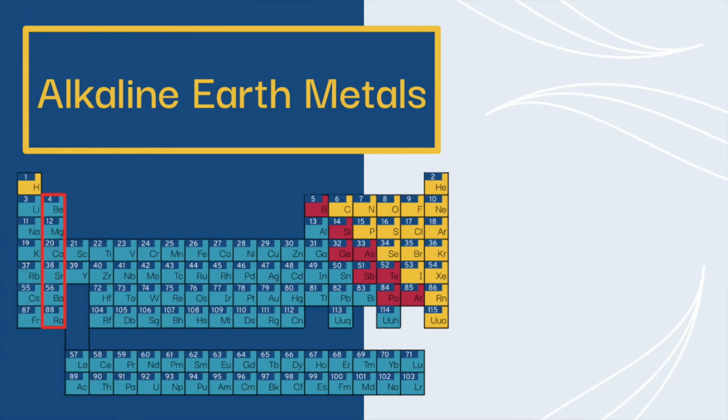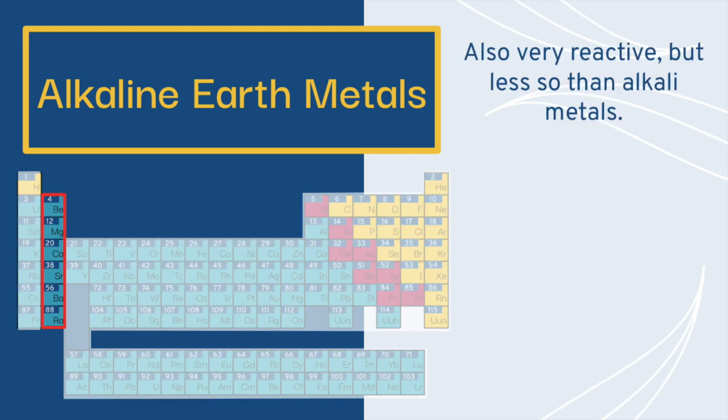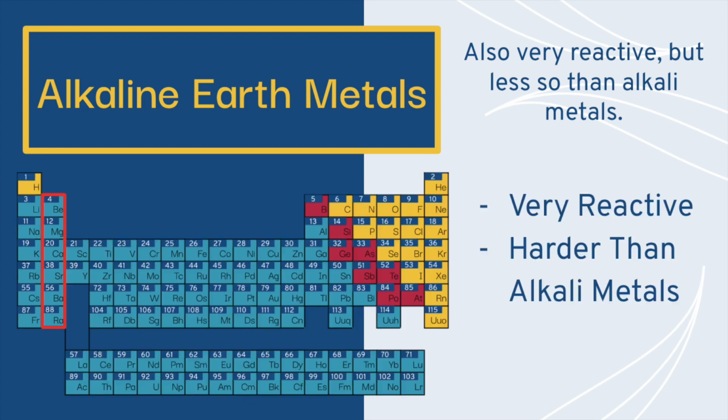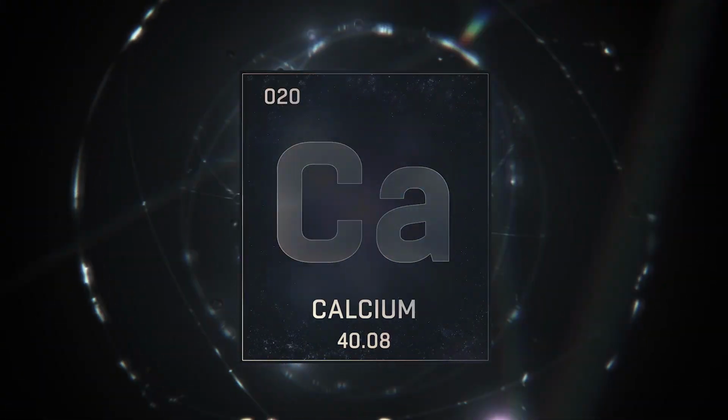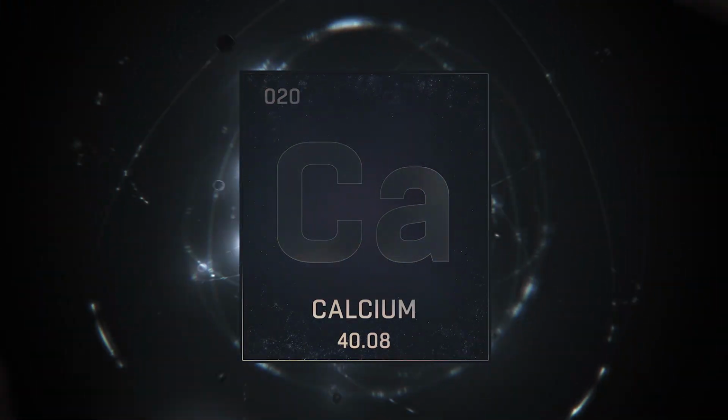Next, alkaline earth metals are in the column second to the left. These metals also are very reactive, but less so than alkaline metals. In general, alkaline earth metals are harder than alkaline metals. A common alkaline earth metal is calcium, as it appears in the bones of organisms.